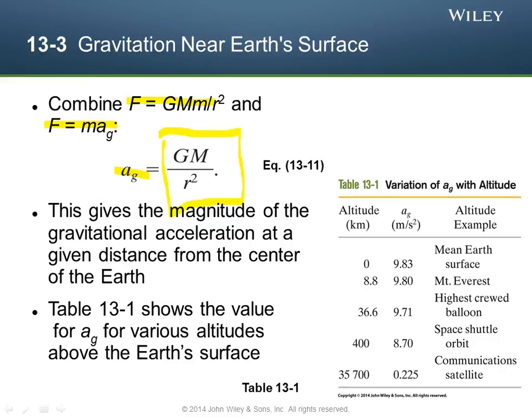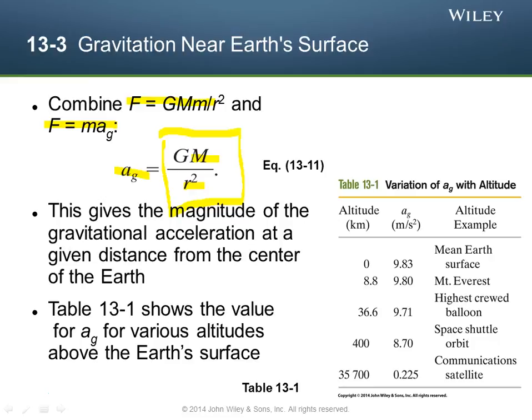And actually, this equation can be used on any planet or any large body. We can look at the acceleration due to gravity of that body by using its mass and the distance to its center. And we know that this is approximately 9.8 meters per second squared.